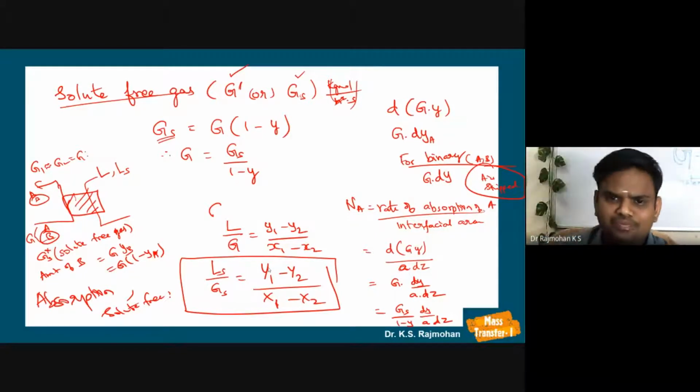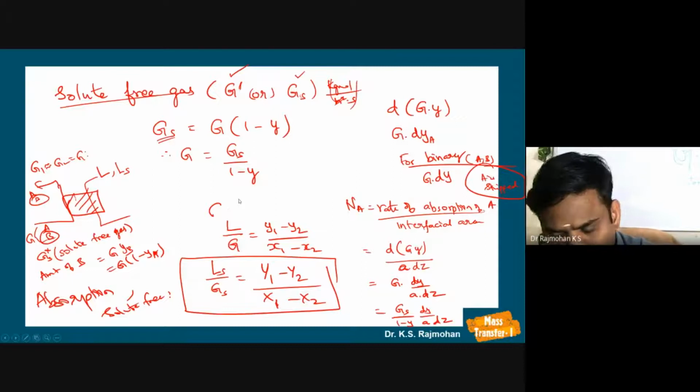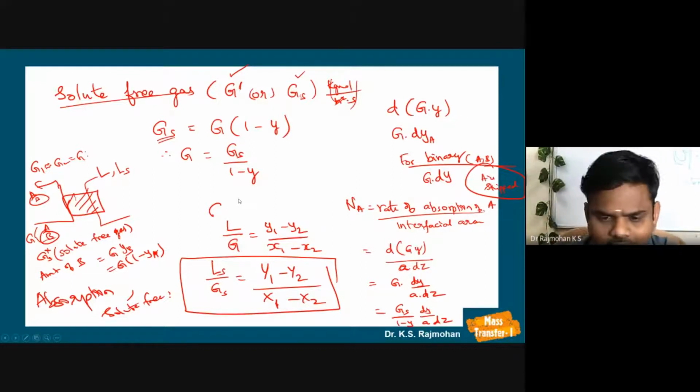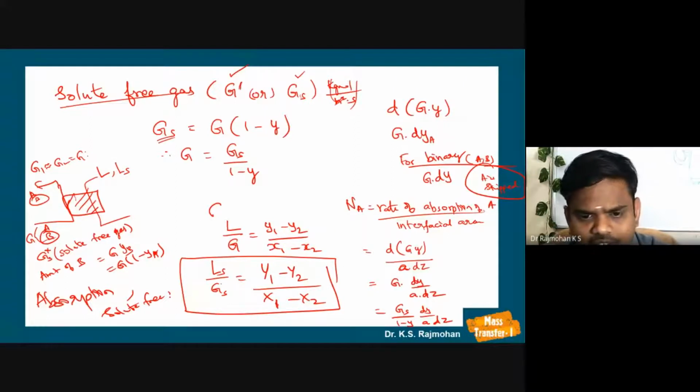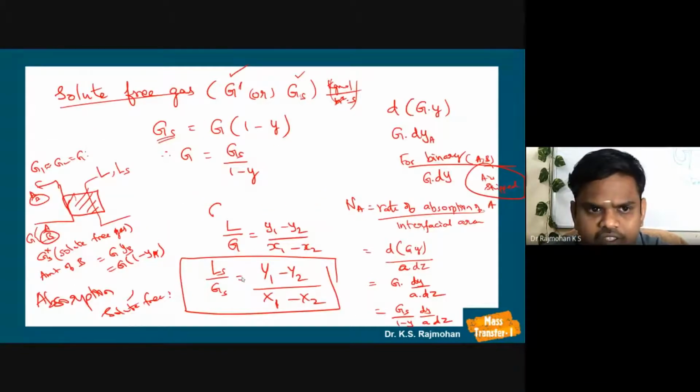Right now we will only restrict ourselves to what is X1, but when we get into the absorption topic, there we will define what is L by G minimum, what is X1 actual, what is X1 minimum, like that we have to define. So that we will define later. Right now in this class we will focus on the derivation for NTU and HTU.